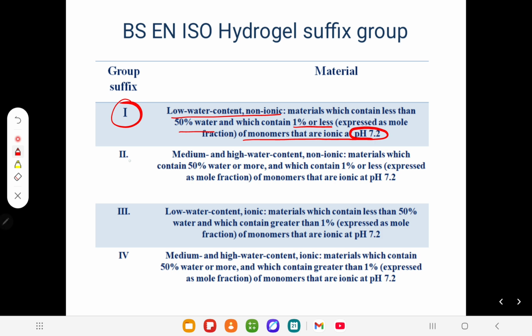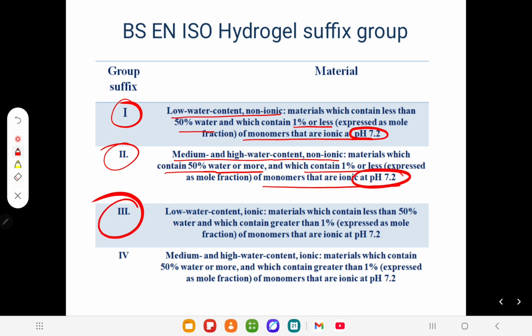So what do you mean by group II? Medium and high water content and non-ionic. What do you mean by that? The material contains 50% water or more and less than 1% monomers that are ionic at pH 7.2. What do you mean by group III? Low water content and ionic: material which has less than 50% water content and greater than 1% monomers that are ionic at pH 7.2. What is the fourth group?